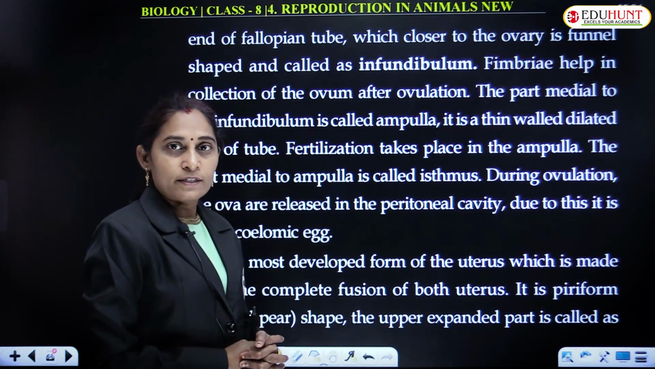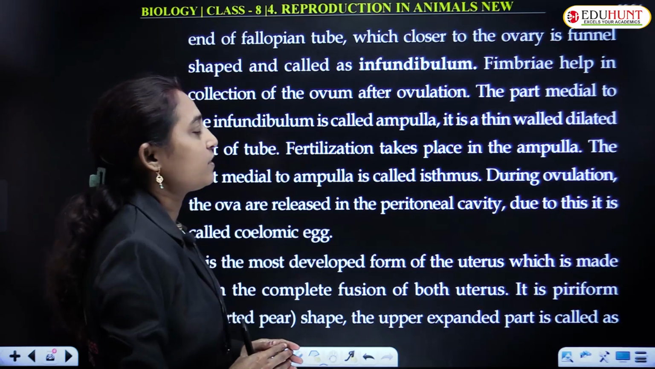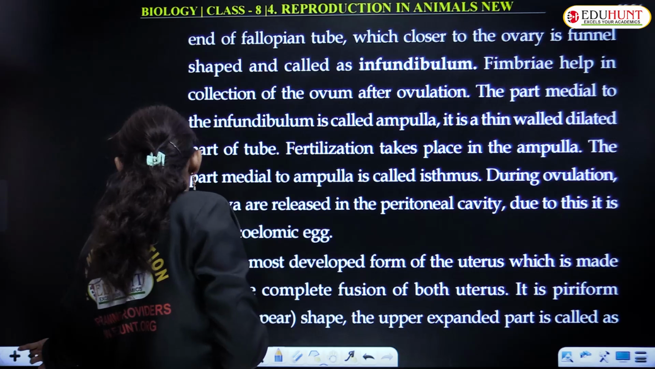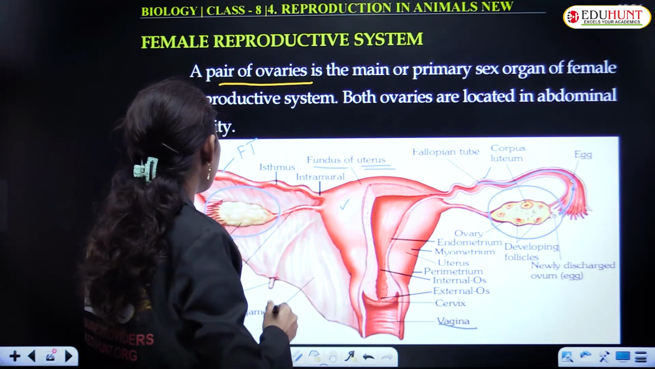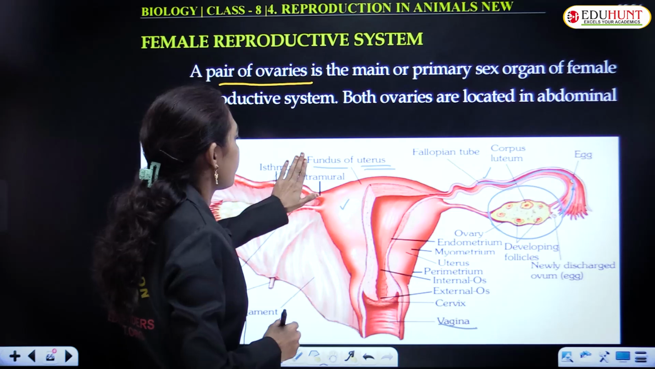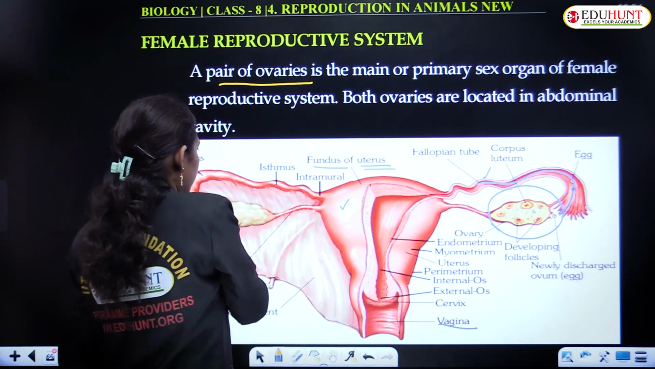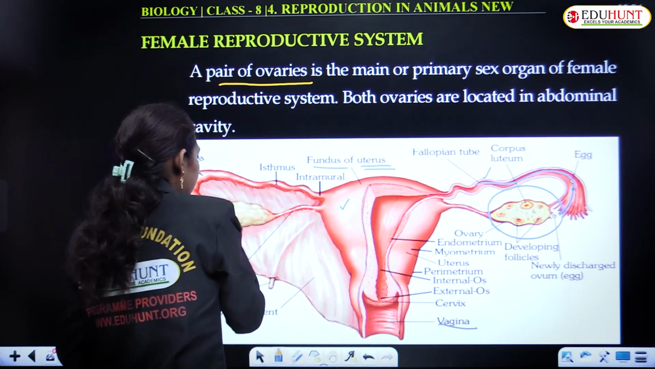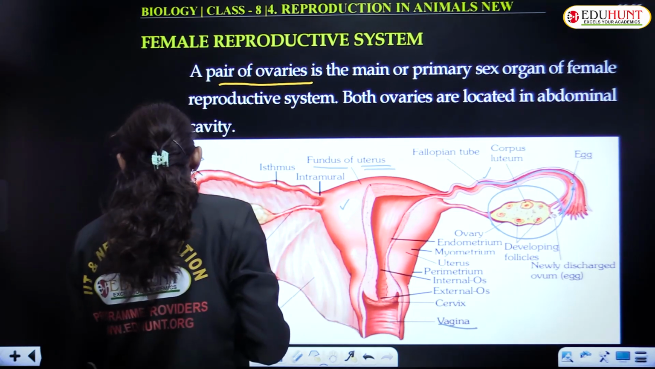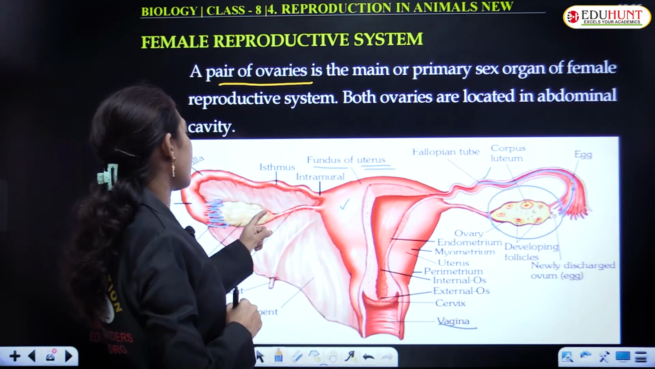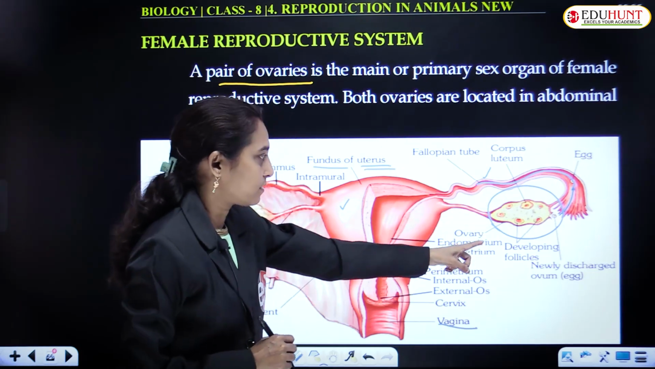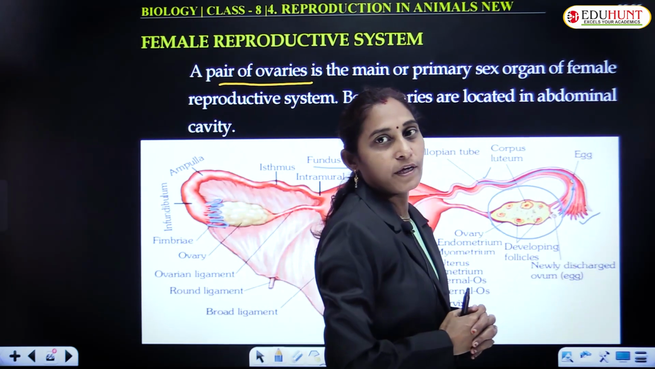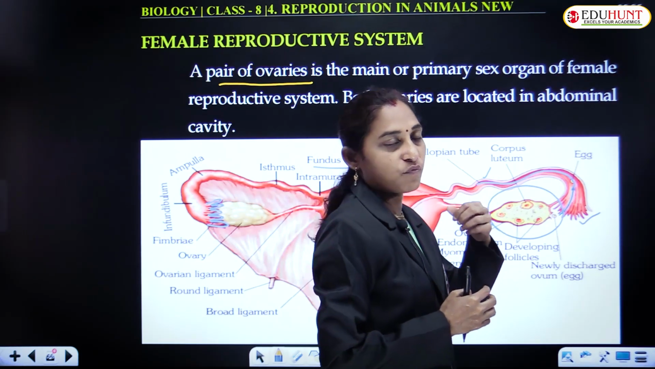These are present at the end of the fallopian tube, closer to the ovary. You can see this clearly in this picture. This is the fallopian tube. The tip of the fallopian tube has finger-like projections, the fimbriae, which are closer to the ovary. Here on this side you can see clearly the tip of the fallopian tube, which has finger-like projections, fimbriae.